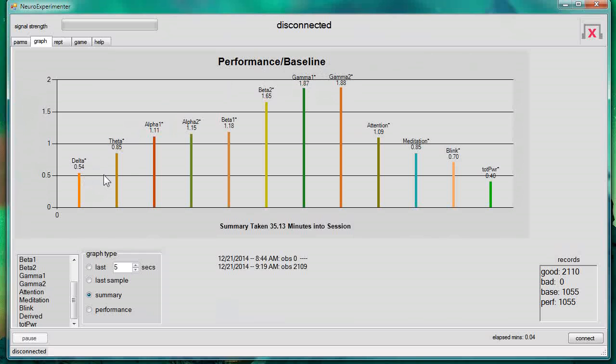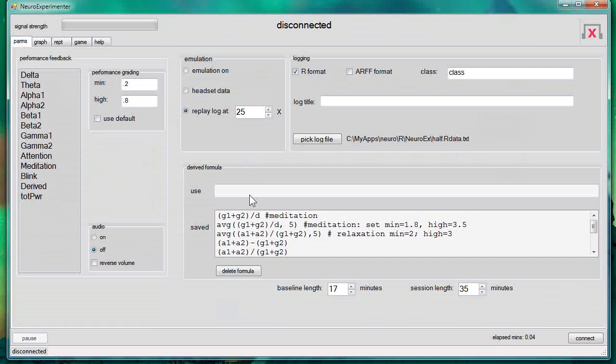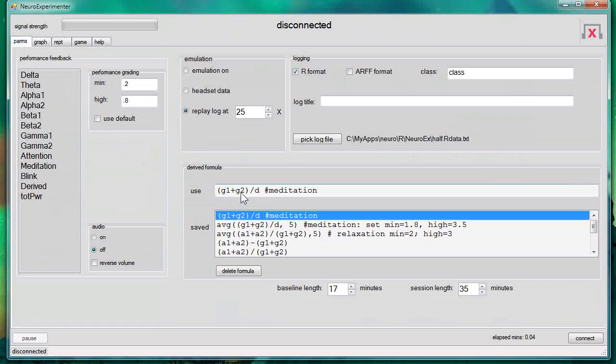This suggests that we can characterize meditation versus baseline by coming up with a formula like this. We'll take gamma 1 plus gamma 2 and divide it by delta, so that when either gamma 1 or gamma 2 are high, the whole fraction will be high, and likewise when delta is small, the whole fraction will be high. So let's take a look at that. Here's our formula, gamma 1 plus gamma 2 divided by delta. Gamma 1, gamma 2 being high, the whole formula is high. Delta being small, the whole formula is still high.